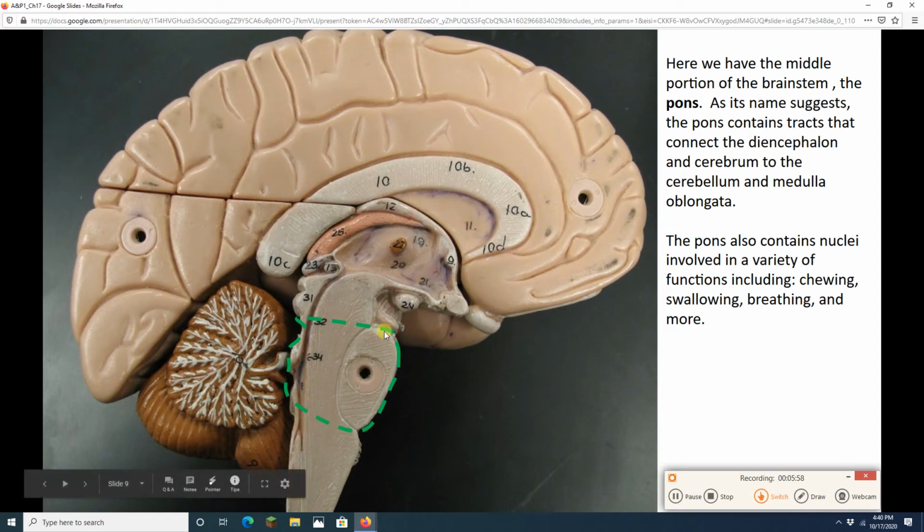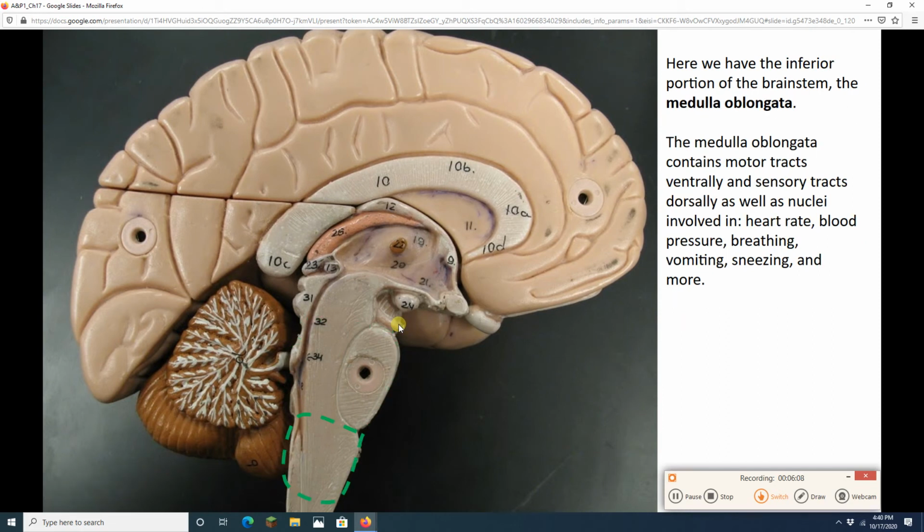Check out the bulge of the pons, by the way. You can always find the pons because of the bulge. And if you go right above that bulge, you get the oculomotor nerve that we just talked about. All right, here's the medulla. The bottomest part of the brainstem, the medulla oblongata. It's going to have motor tracts in the front, sensory tracts in the back. It's going to have a lot of nuclei as well, involved in things like maintaining your heart rate, your blood pressure, breathing, throwing up, a good sneeze, all depend on your medulla.